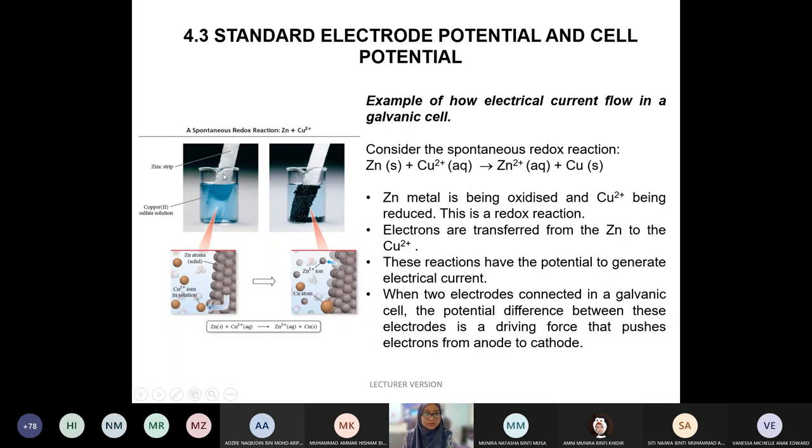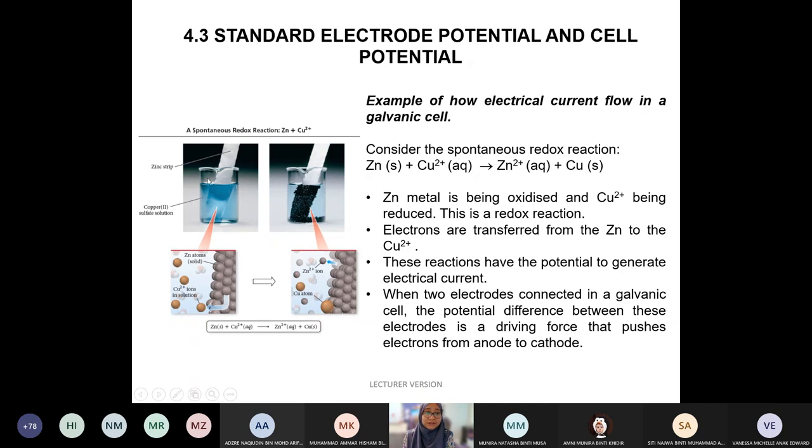Like what we have here, the zinc strip is dipped into copper sulfate solution. So it will automatically sense the difference in potential. Zinc will undergo oxidation and copper undergoes reduction. So zinc will jump into the solution and become zinc 2 plus, leaving behind the electrons. The electrons will be accepted by the copper 2 plus, and copper 2 plus accepts the electrons and becomes copper.